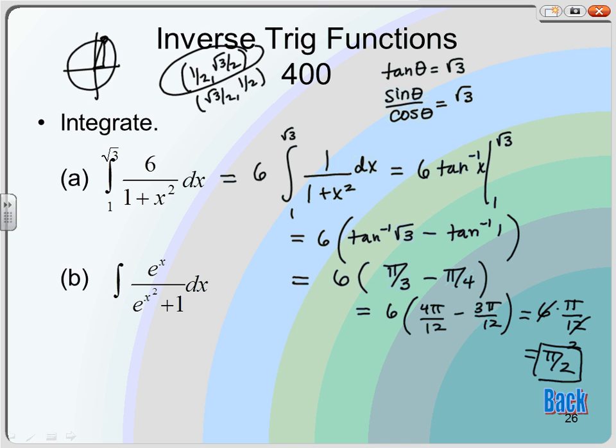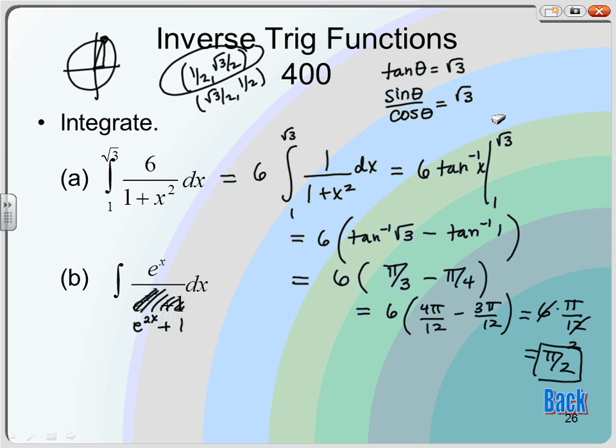Okay, this one's a little bit different. Let's see, what should we do here? Okay, this right here is e to the x. It's not. I think I made a typo. I think I meant for this to be e to the 2x plus 1. Okay, so I'll correct that on yours before I send it out.